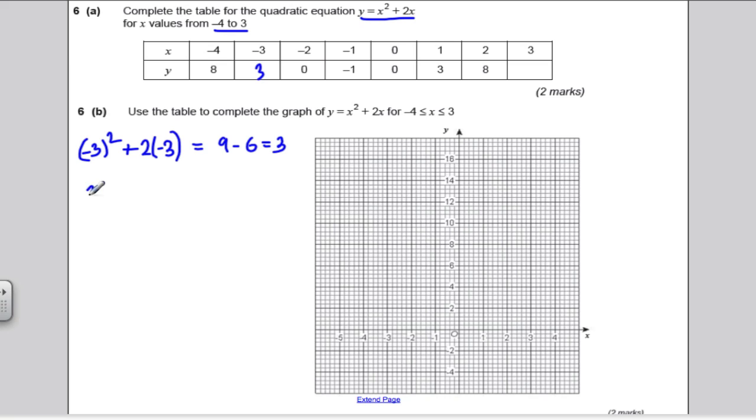And when we put in 3, 3 squared plus 2 times 3, well, 3 squared is 9, 2 times 3 is 6, so we plus 6, and we get 15.